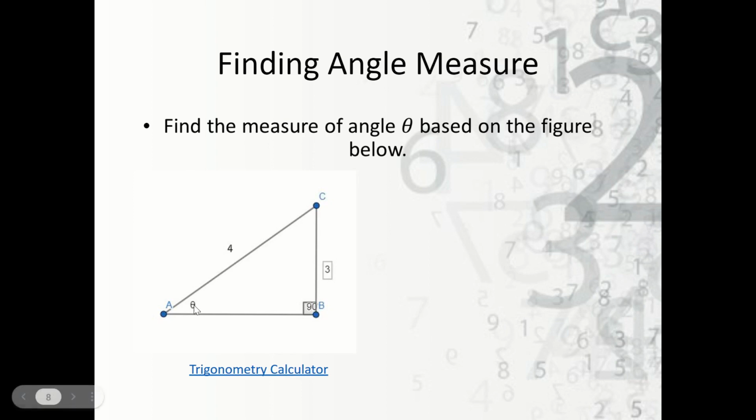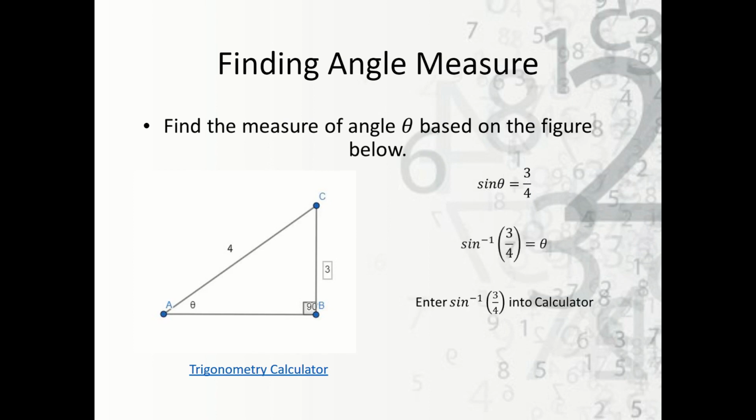This time, again, we're solving for theta, and we're given this side and this side, so we have our opposite and our hypotenuse. So we know that opposite and hypotenuse should be sine, so we should end up with sine theta is equal to 3/4. Now, this isn't going to help us. We need to get theta by itself, so we're going to use the inverse sine. So this becomes inverse sine of 3/4 is equal to theta. So we will plug in inverse sine of 3/4 into our calculator, and when we do that, we get 48.59 degrees.